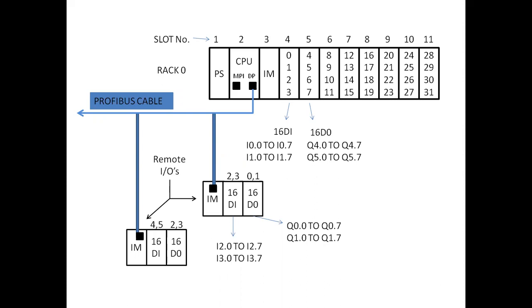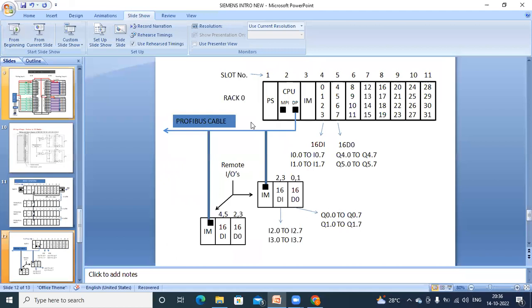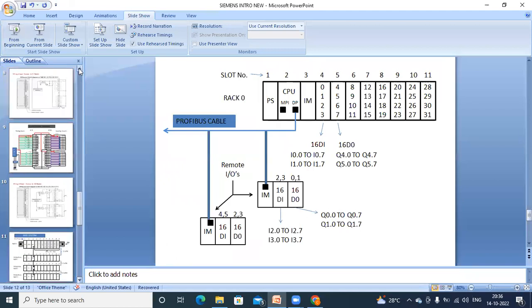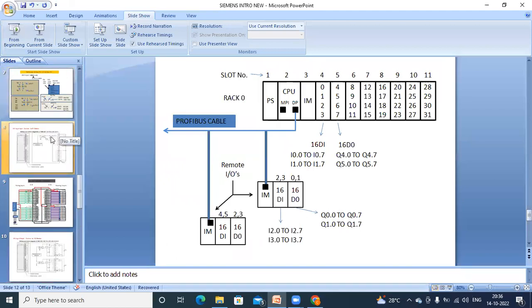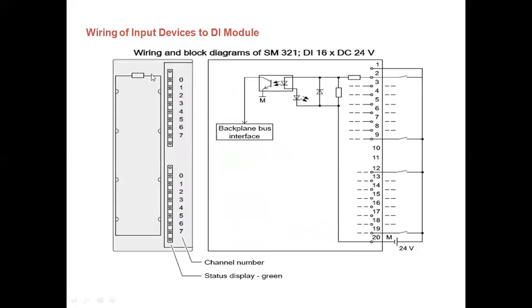Then we have the wiring concept here. You can see for your input module, the wiring and block diagram of SM321. This is your overview of the module. On this module, we have some LEDs. These LEDs are for your first byte.